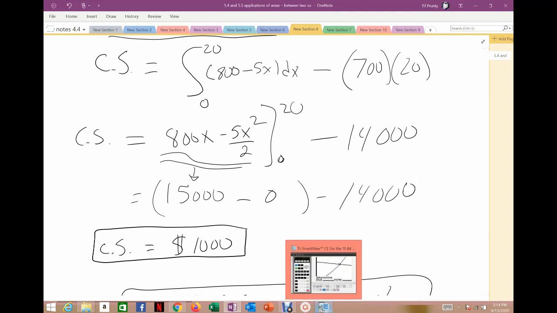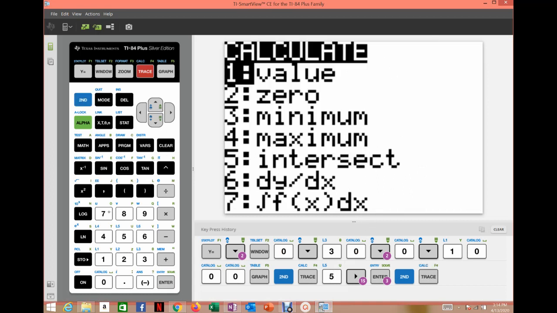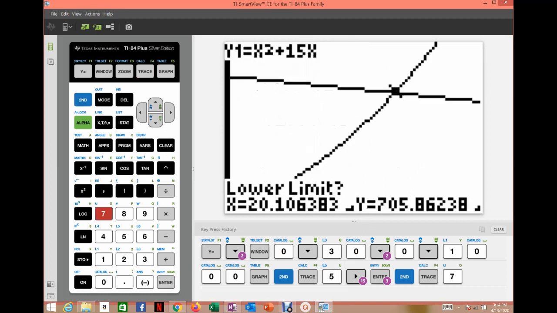So I'm going to go to my calculator. And the biggest thing about going to the calculator is when you go to integrate, we're hitting second trace, 7. Make sure your cursor's on the right function, and mine's not. My cursor is on the supply function. I'm not dealing with the supply right now. That'll be my next question. I'm dealing with revenue, so I actually have to hit my up arrow.